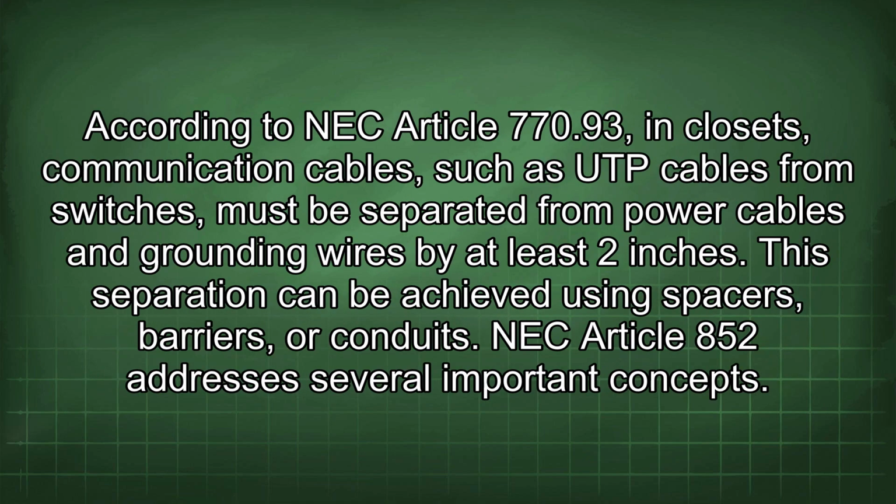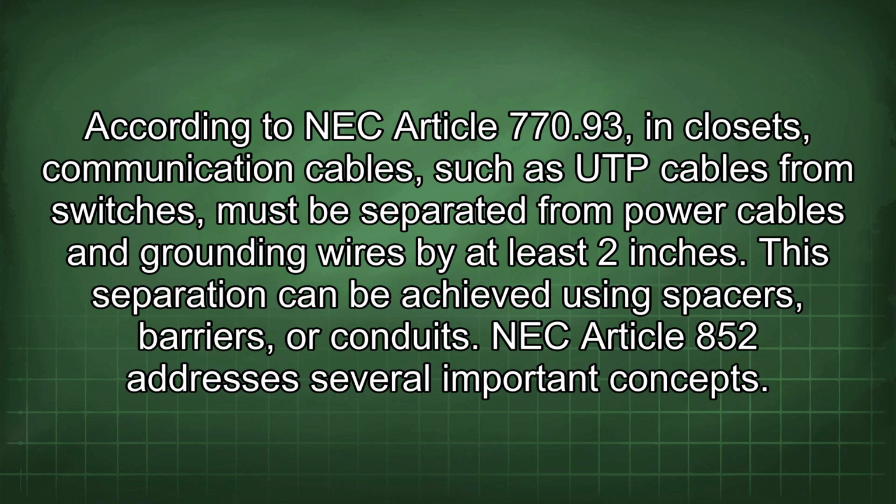According to NEC Article 770.93, in closets, communication cables such as UTP cables from switches must be separated from power cables and grounding wires by at least 2 inches. This separation can be achieved using spacers, barriers, or conduits.